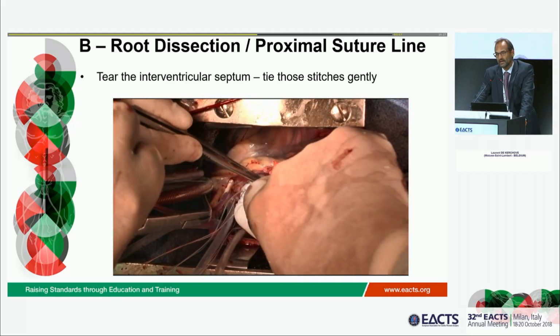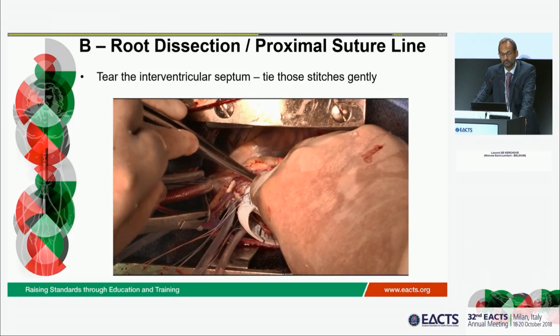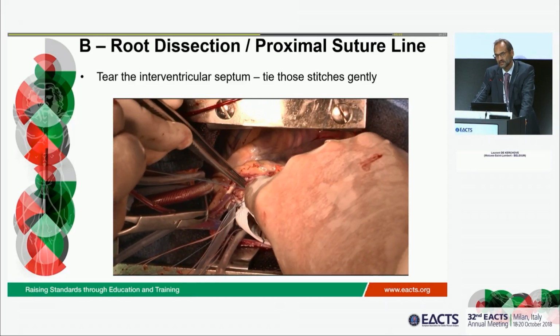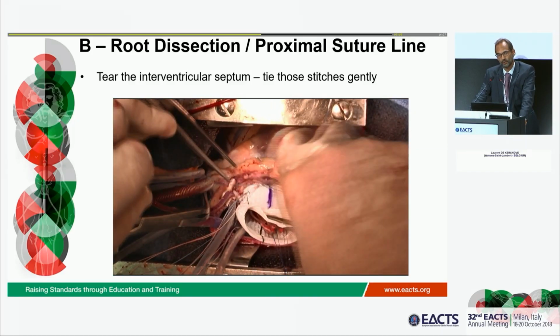Now, when you tie the proximal suture line, be it for a reimplantation procedure or an external ring, the septum is fragile. So even if you put a felt, tie gently so you don't see your felt going through the septum.